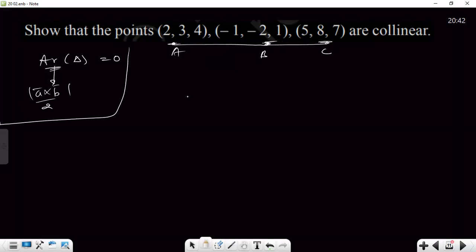But as here we are discussing 3D, we'll use the method of direction cosines and ratios. First, A, B, C are the 3 points. Let me find the direction ratios of AB. We have talked about it earlier as well. Whenever I have 2 points, I find the direction ratios by subtracting, the same way as we do with position vectors. So we get -3, -5, -3.